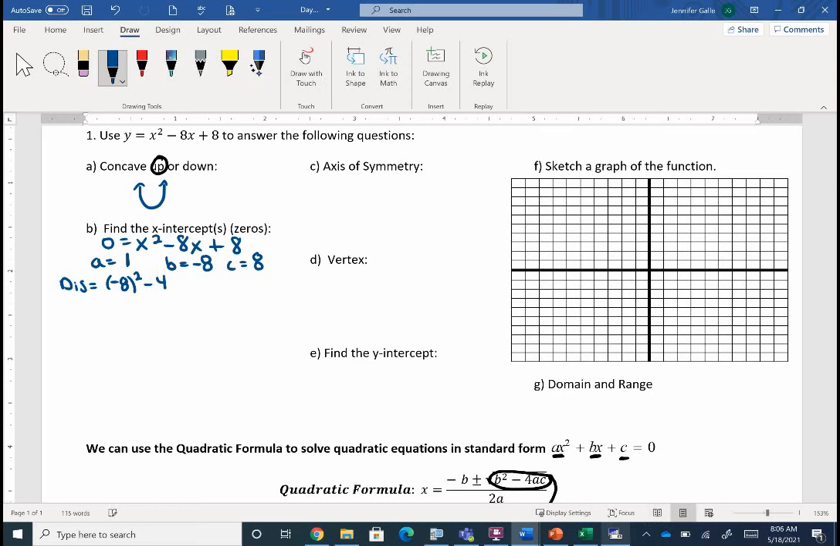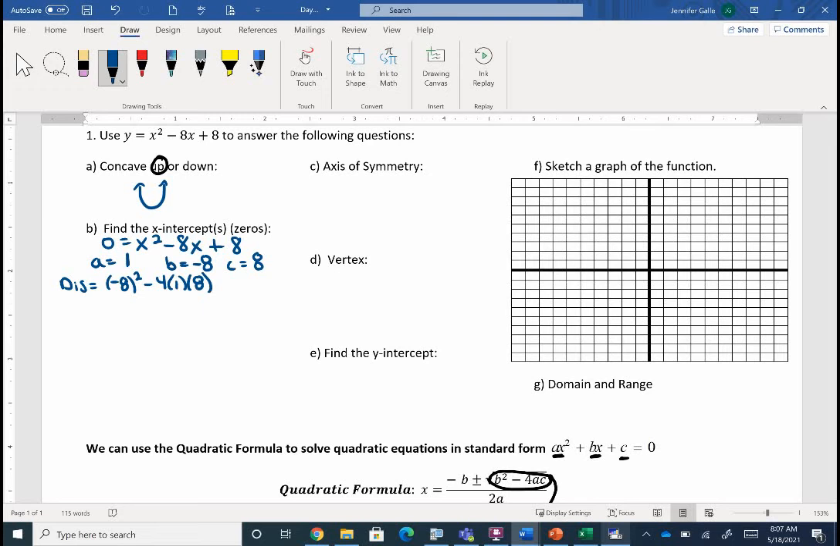A few people asked me yesterday, Miss Golly, where does the 4 come from? The 4 is part of the formula all the time. The 4 does not come from the equation itself. The 4 is part of our formula. And then we have times a times c. So again, that's b squared minus 4ac. We're just substituting what each variable equals in for the variable in the formula.